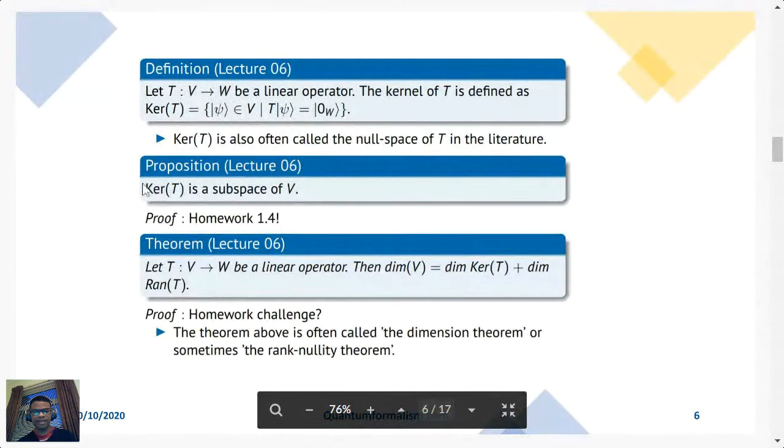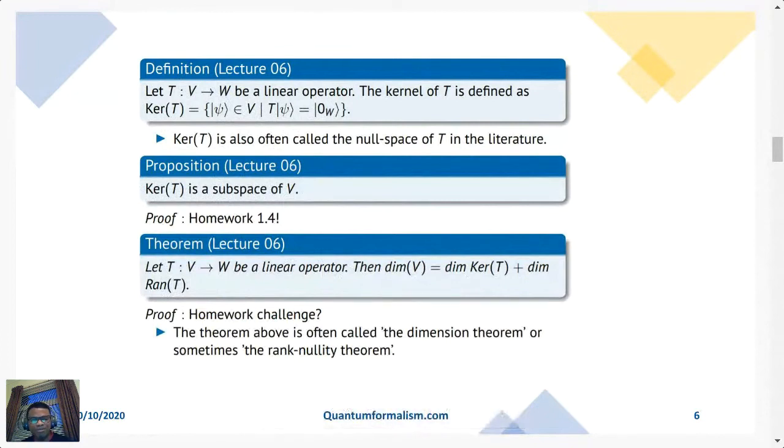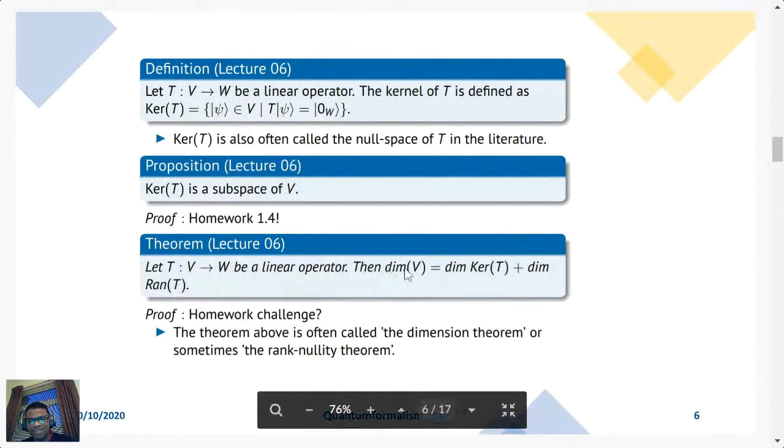Another thing was that the kernel of T is a subspace of V, whereas the range is a subspace of W. So this is very interesting. And then this brings us to this other theorem. I would like to think you managed to find a proof of this: that the dimension of V can be decomposed as the dimension of the kernel of T plus the dimension of the range of T. This is a very fundamental result in linear algebra called the dimension theorem, or some people call it the rank-nullity theorem. So I hope you managed to get a proof of this.